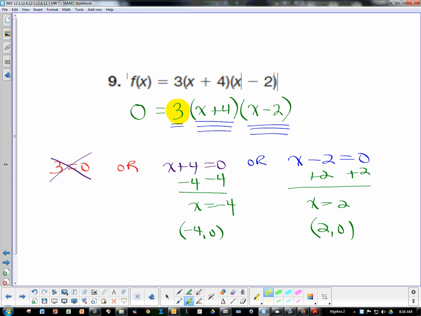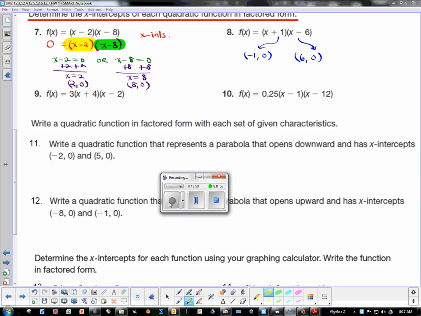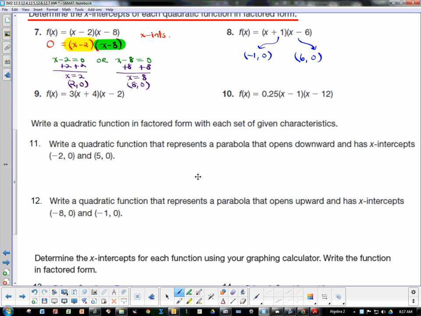That 3 has another special characteristic, and that is coming in section 12.7, but I'm going to allude to it right now. That 3 is called our vertical stretch factor. What that 3 does is it takes our parent x squared function and changes its height by 3. So what's my point? If you look at a problem like this, you immediately know the x-intercepts are -4 comma 0 and 2 comma 0.